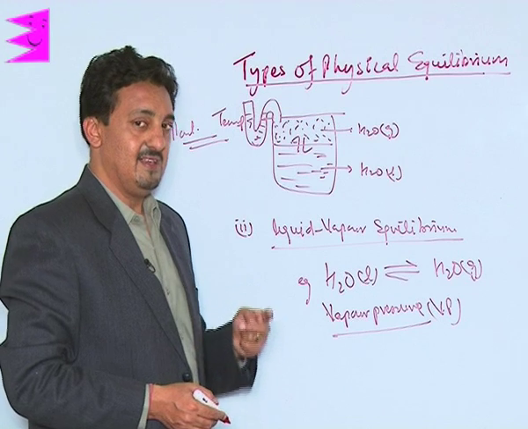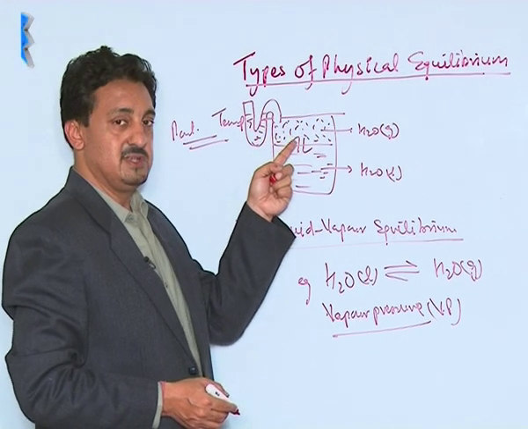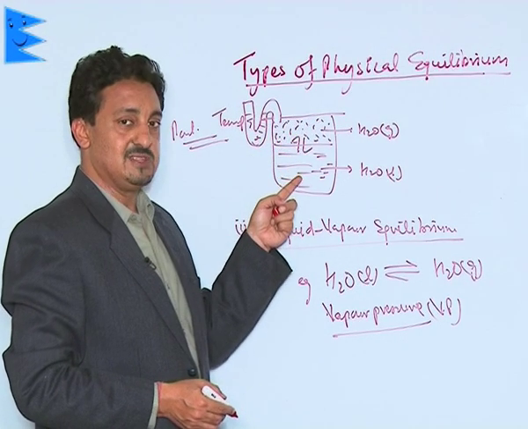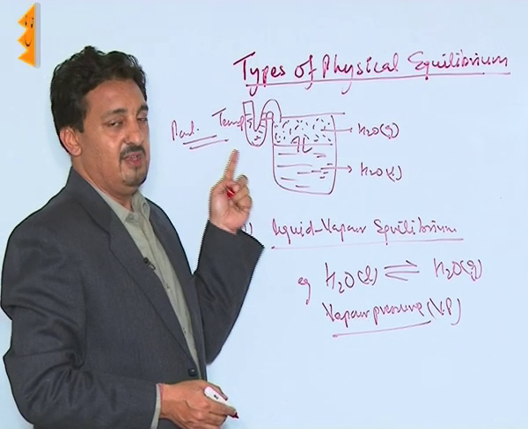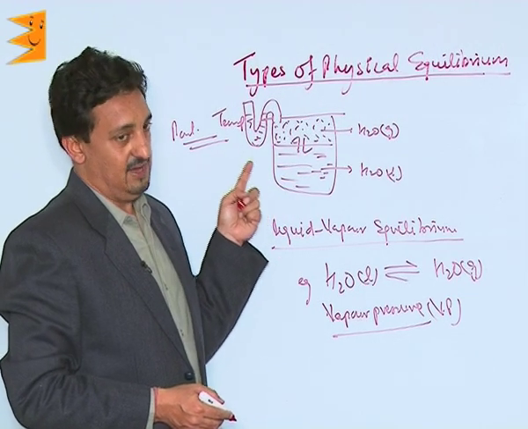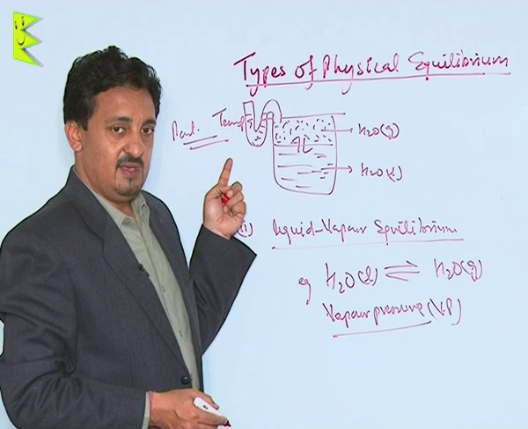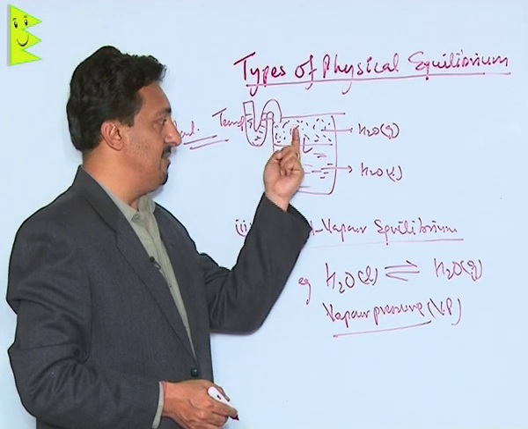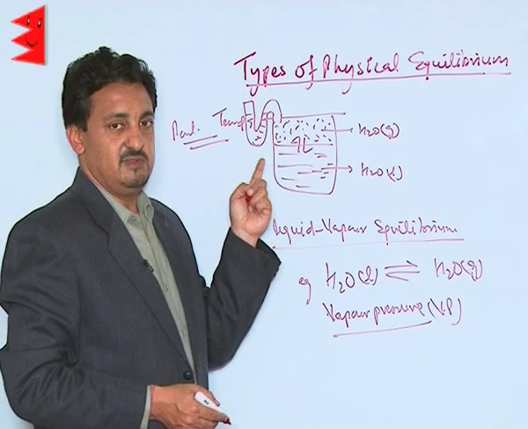I'm repeating again, the pressure exerted by these vapors which are in equilibrium with their liquid state at a particular temperature is called the vapor pressure of that liquid at that particular temperature. As the temperature varies, since the amount of the vapors will vary, the vapor pressure will vary.